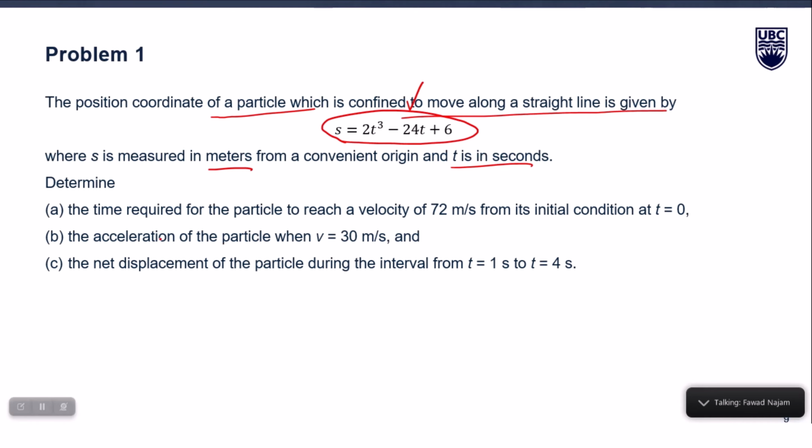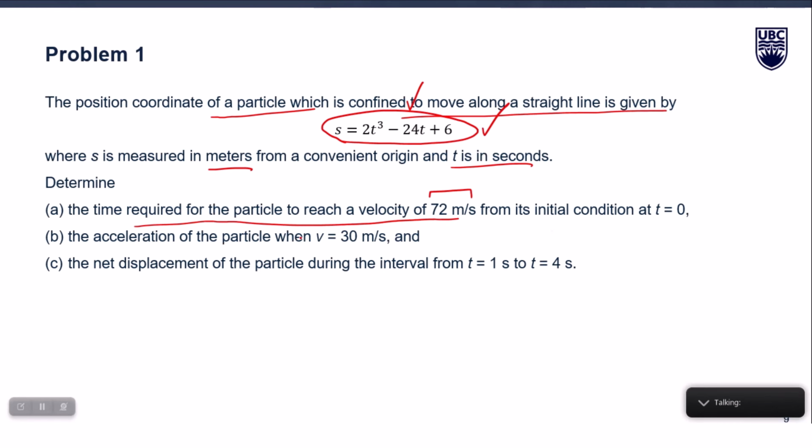A is the time required for the particle to reach a velocity of 72 meter per second. So you are given a velocity and you are asked to determine at what time the particle will have that velocity. So the particle is moving in a straight line, rectilinear motion, and that motion is described by this equation. But you are required to determine at what time the particle will have a velocity of 72 meter per second from its initial condition at t equal to 0.